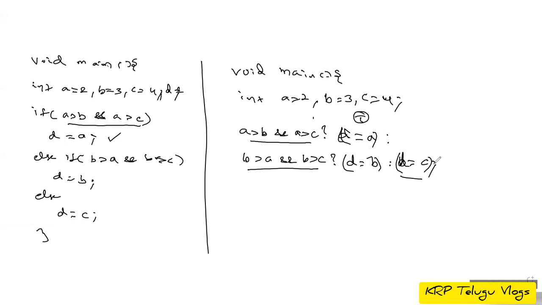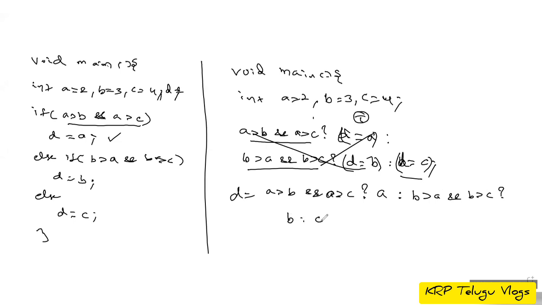So D is nothing but, otherwise you can write it like this: D is equal to A greater than B and A greater than C. If A is greater, return A. Else, we'll go to the next statement. B greater than A and B greater than C. If this is true, then return B, else return C.